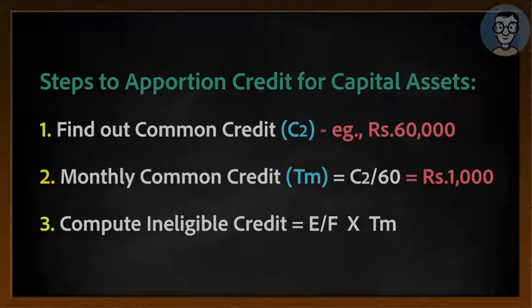Next, step number 2. You are learning this particular step for the first time. Step number 2 says find out monthly common credit. Now definitely the question comes, what is monthly common credit? That is nothing but 60,000 divided by 60. You will get the answer as 1000 rupees. What is this 1000? It is monthly common credit. Now I know there is a question about where this 60,000 comes from. 60,000 came from step number 1.